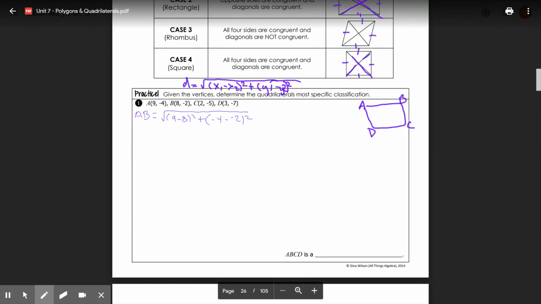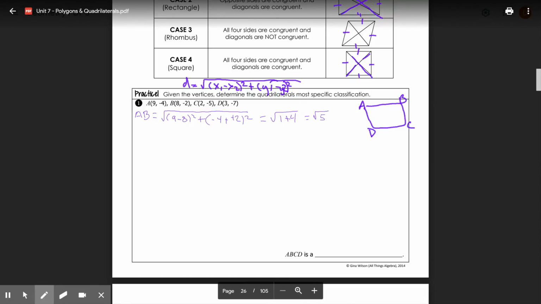So that would be equal to, I'm going to try to condense this as much as I can. 9 minus 8 is 1. 1 squared is 1. And then we would add -4 minus -2, which is actually +2, so that would be -2. And then -2 squared is 4. So this one would be the square root of 5. We'll just leave it like that.